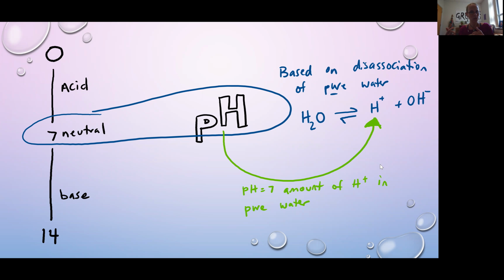The key thing to pay attention to here is that hydrogen ion is highly reactive. It's just a proton with nothing in its electron shell. And then the hydroxide ion, the OH minus, is also going to be reactive because it is incomplete. The amount of free hydrogen ion in a pure water sample has a pH of 7, and so that's how we're getting our neutral designation.